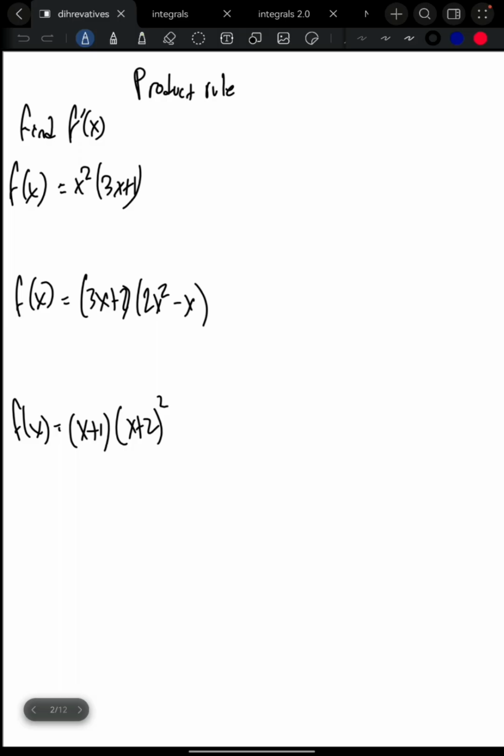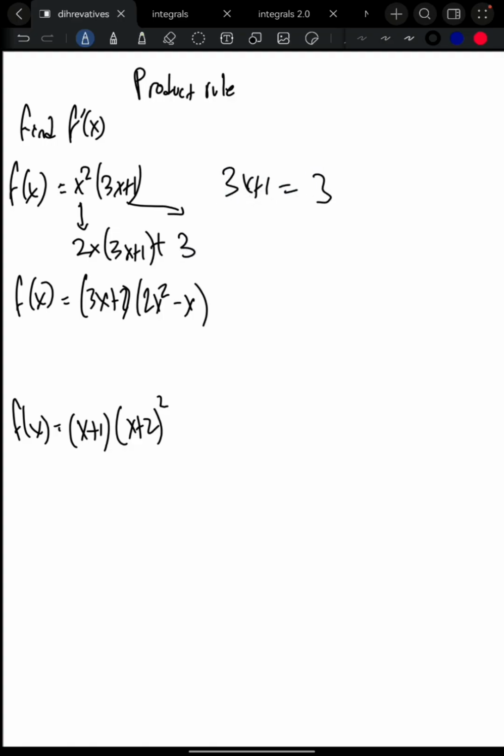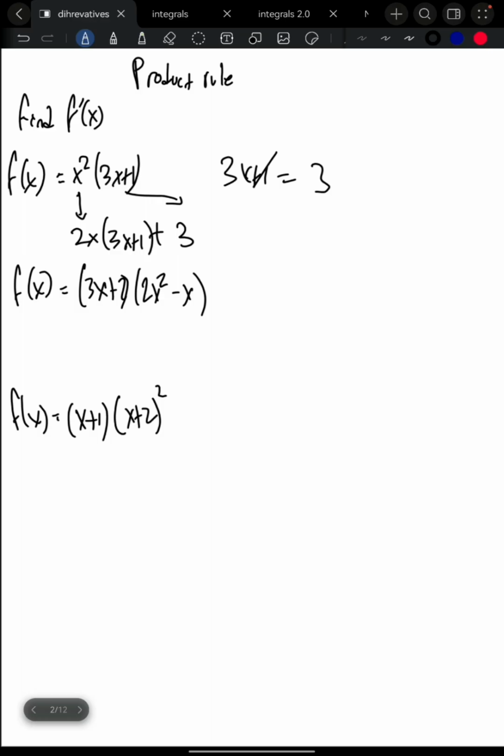So just take the derivative of the first one. That's just 2x multiplied by this, so it's just going to be 3x plus 1. And then plus the derivative of the second one, that's just 3, because 1 is a constant and the derivative of 3x is just 3.